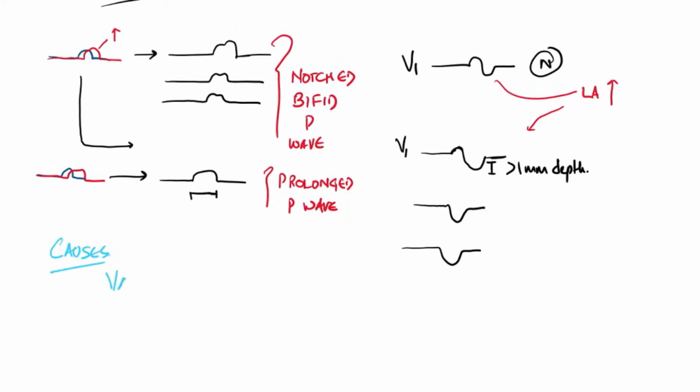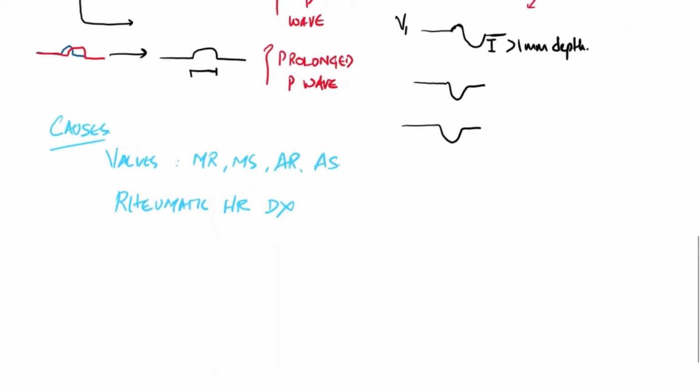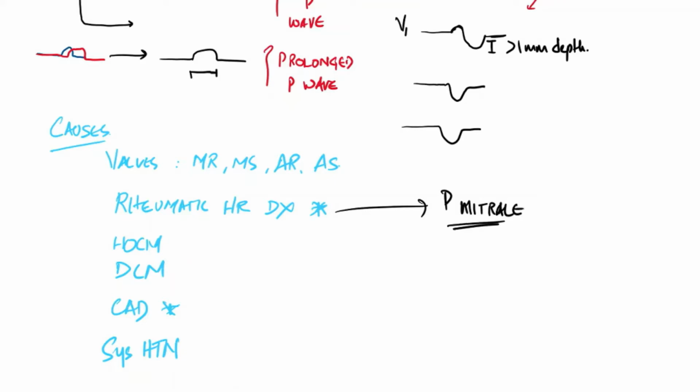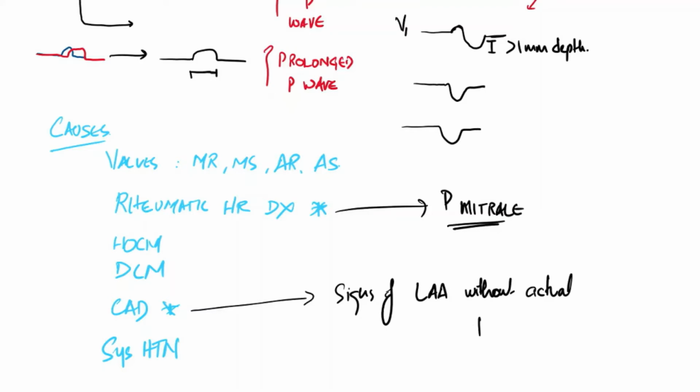Again, there are various causes for a left atrial abnormality. You've got the typical MR, MS, aortic regurgitation, aortic stenosis. You've got rheumatic heart disease, which can cause damage to the mitral valve. You've got hypertrophic obstructive cardiomyopathy, dilated cardiomyopathy, coronary artery disease, and then you've got systemic hypertension, which can eventually cause LVH and LAA. This characteristic pattern was also known as P mitrale because it was most commonly seen in rheumatic heart disease. Also, I want you to note one more thing: coronary artery disease can show signs of left atrial abnormality without actual dilatation of the chamber.